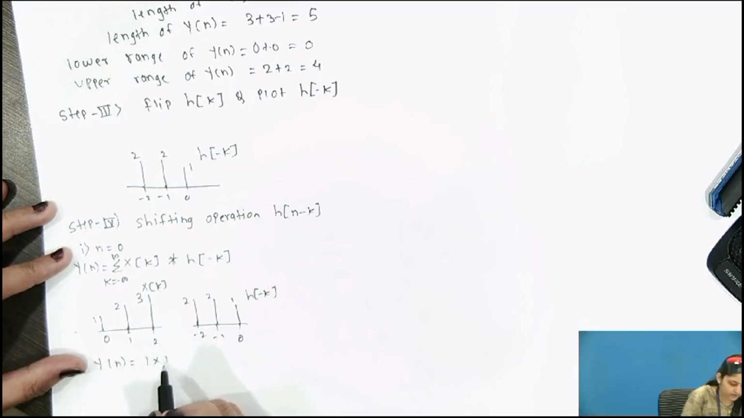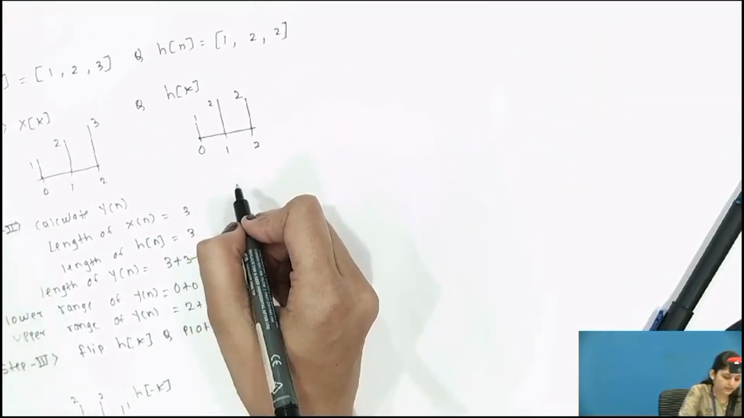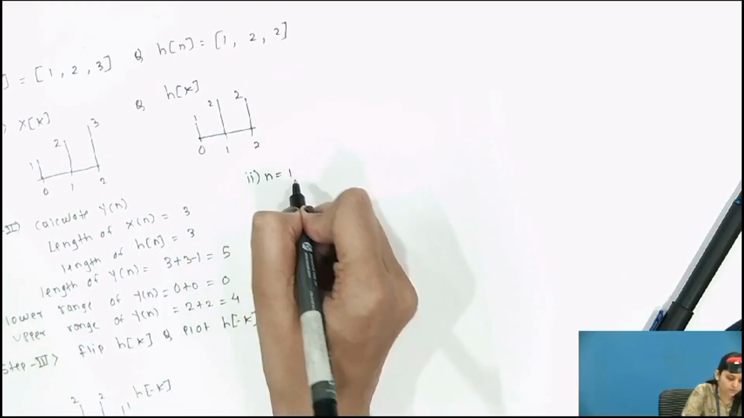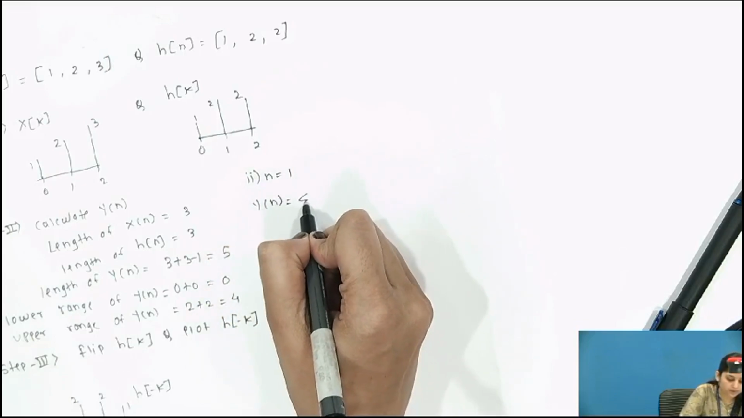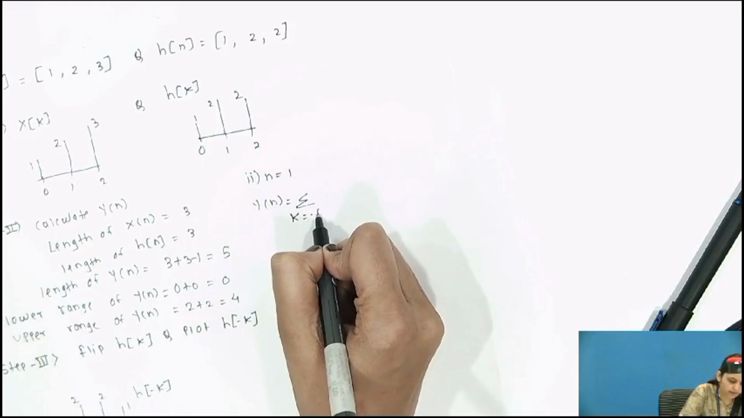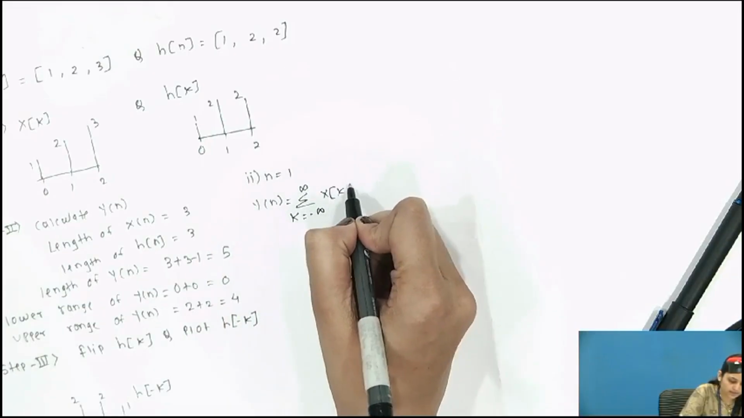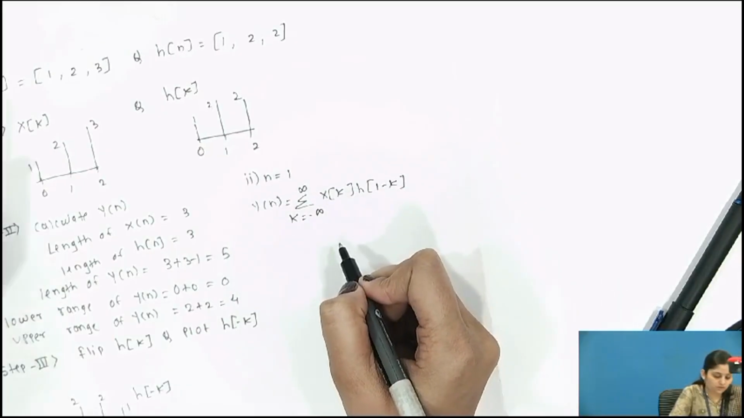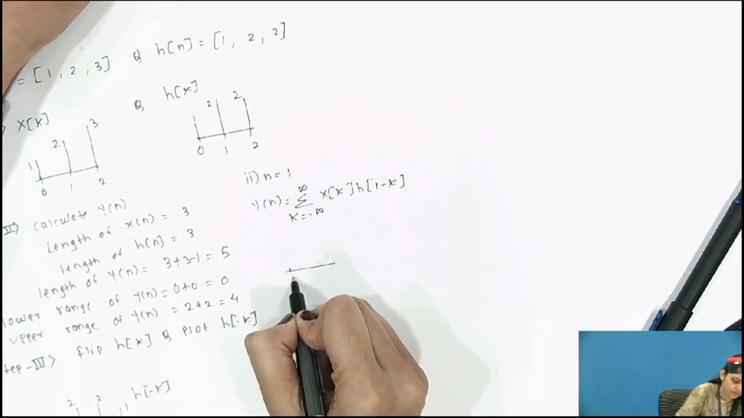y of n equal to 1 into 1, that means equal to 1. Now we have to calculate the second value, that means for n equal to 1. Now our y of n is equal to the summation of k equal to minus infinity to plus infinity x of k h of 1 minus k.